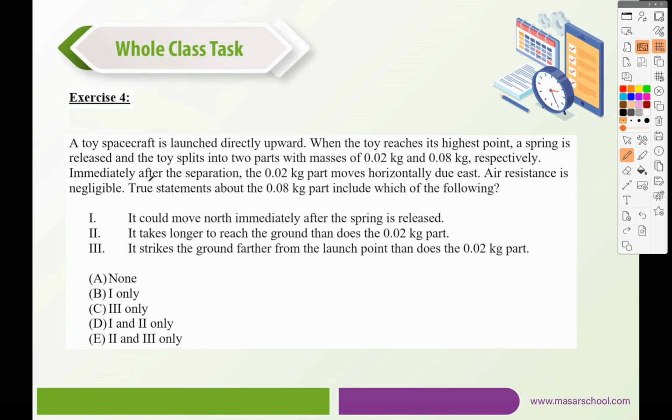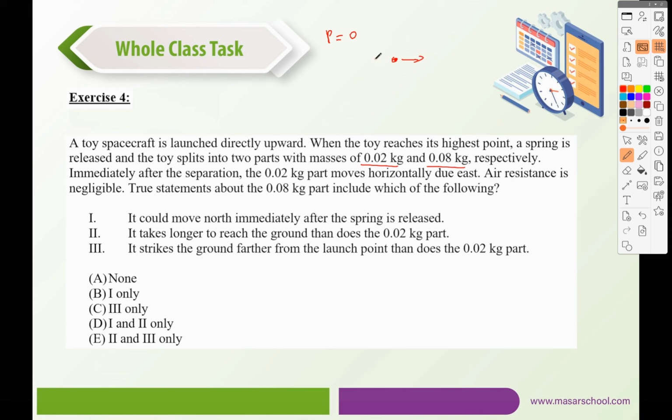Exercise 4. A toy spacecraft is launched directly upward. When the toy reaches its highest point, a spring is released and the toy splits into two parts with masses 0.02 kg and 0.08 kg. Now when the toy reaches its highest point, so we are at a point in space in which the momentum is 0 because the speed is 0 due to the highest point.